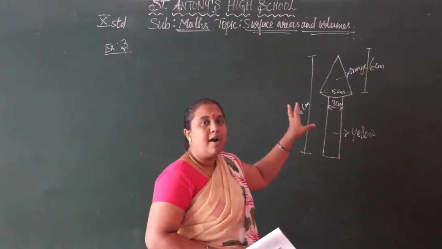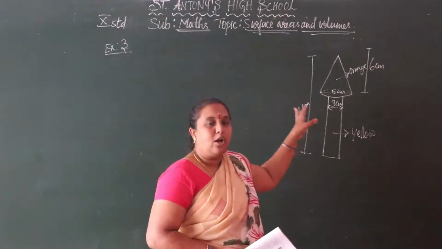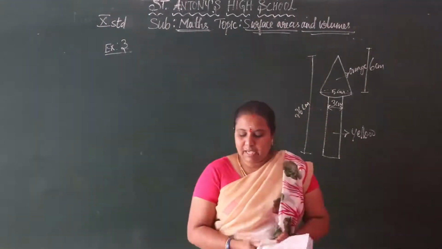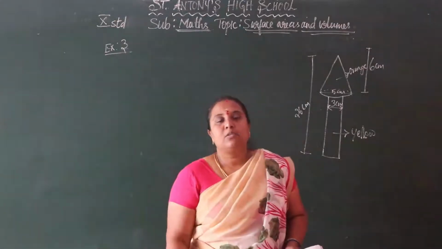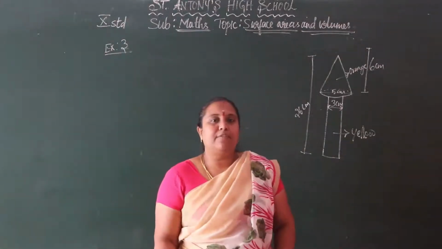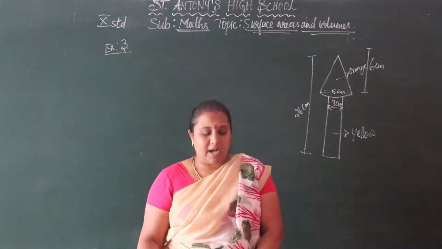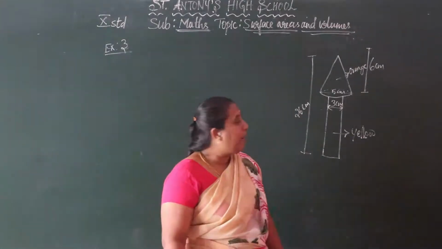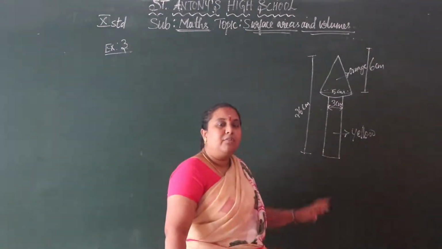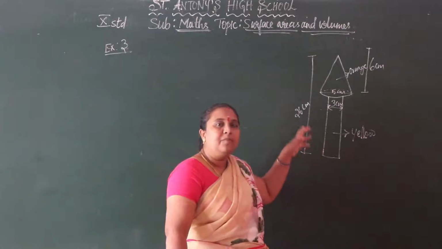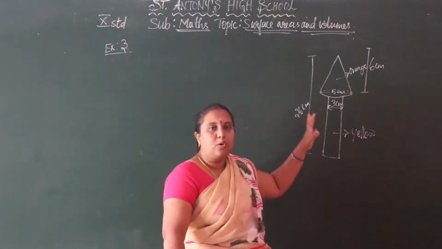Before going to this, we have to recall the formulas for the area of the conical part and the area of the cylindrical portion. For the area of the conical part, what is the CSA? CSA of the conical part is pi r l. We don't know the l. What does l mean? l is the slant height of the conical part.